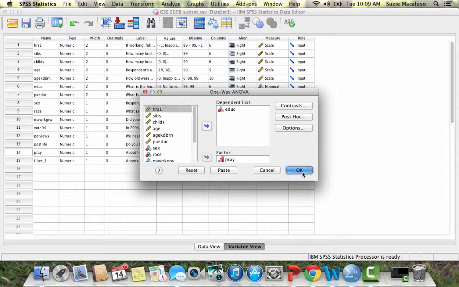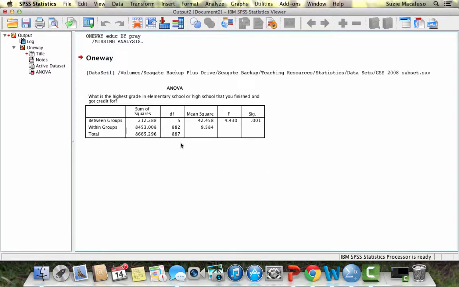And I click OK. And here is my one-way analysis of variance. So you'll notice that you have the sum of squares, the between groups, and the within groups. You have your degrees of freedom over here, and then you have your mean squares, and then here is the F. This is the number that we're looking for.